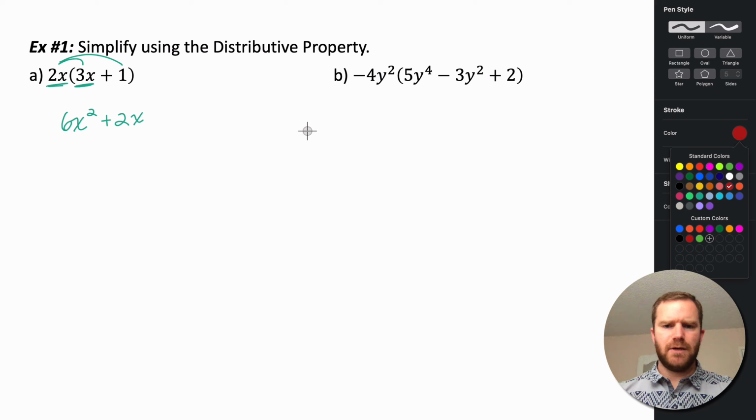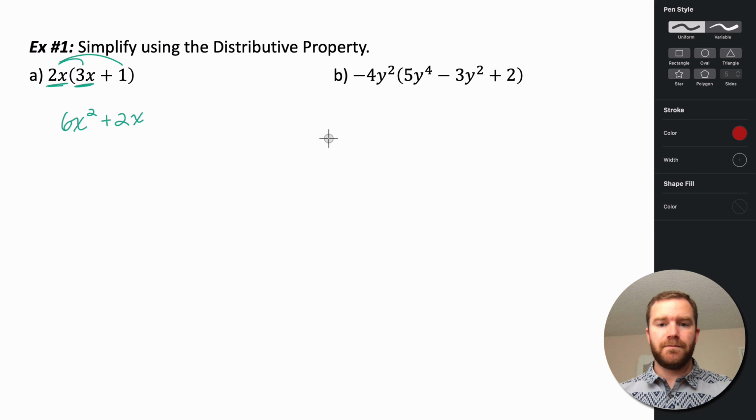Now, how do we deal with something that has more terms? So now we have a monomial into a trinomial. We do the exact same thing. So we just have to consider multiplying this term into all three terms. Now there's also this negative here that we have to account for. So you need to make sure that when you're multiplying, this negative is going to change the signs of each term respectively. So let's take the negative 4y squared and distribute it through.